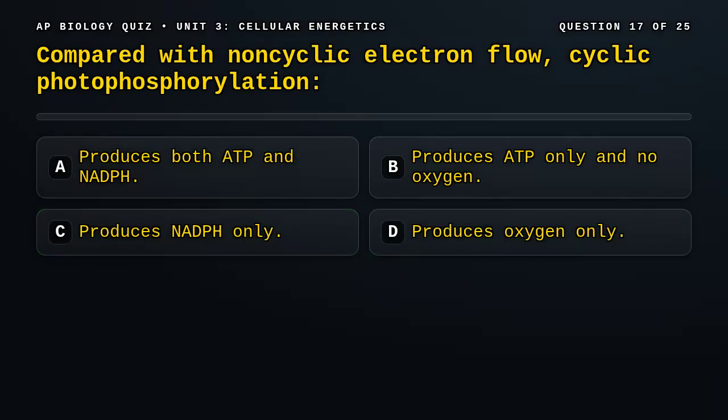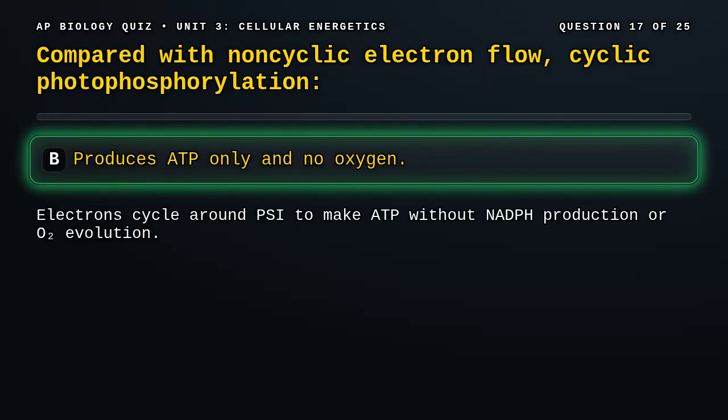Question 17. Compared with non-cyclic electron flow, cyclic photophosphorylation, A. Produces both ATP and NADPH. B. Produces ATP only and no oxygen. C. Produces NADPH only. D. Produces oxygen only. Correct answer, B. Electrons cycle around photosystem 1 to pump protons and make ATP without making NADPH or O2.